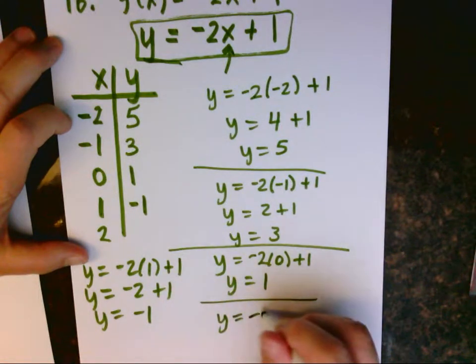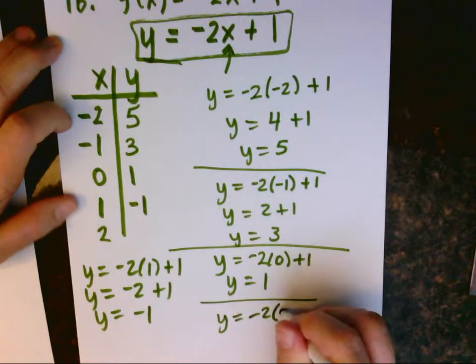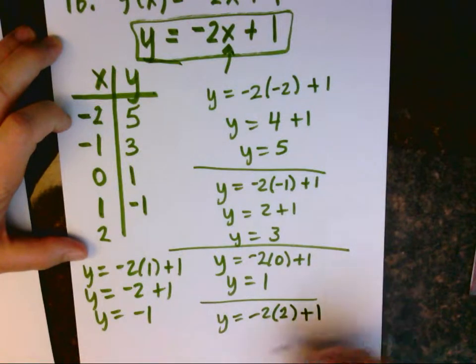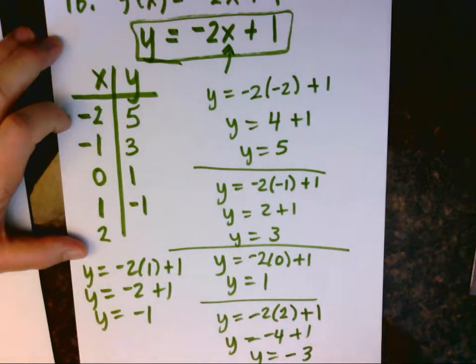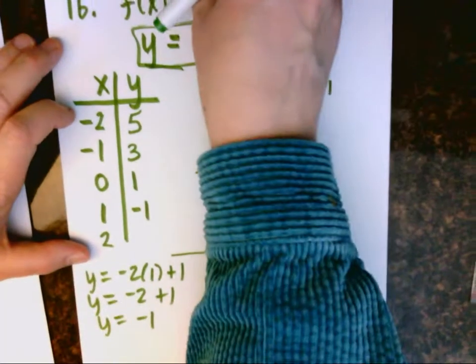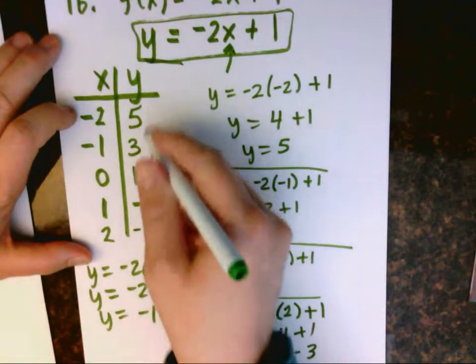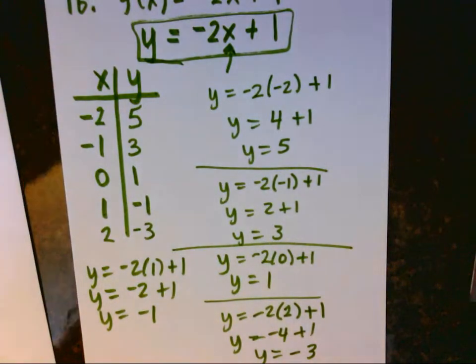Y is equal to -2, and the last x is +2. Okay, so I have -4 plus 1, y is equal to -3. Barely fit that on there. Okay, so I put a -3, which is what we would have predicted with our observation of the slope there.